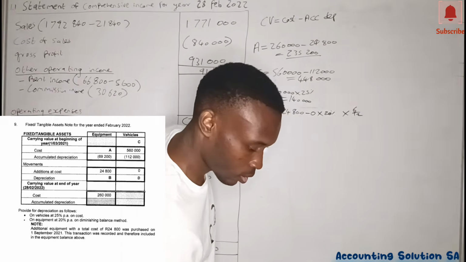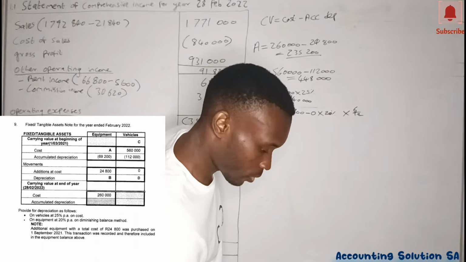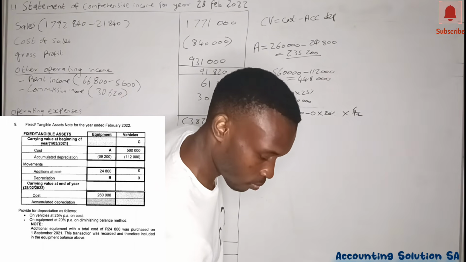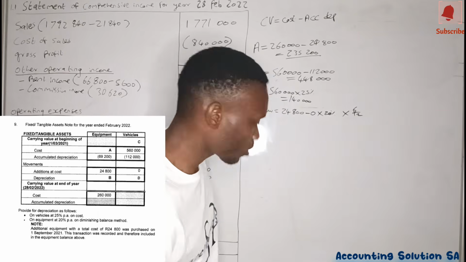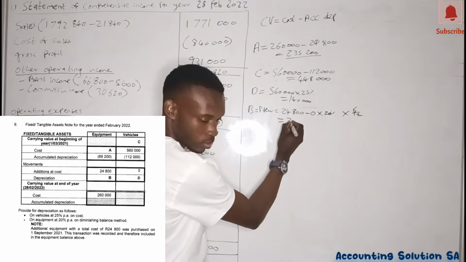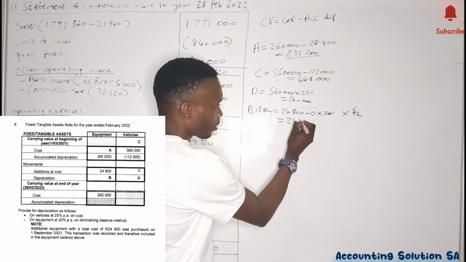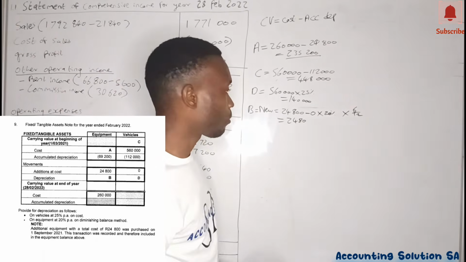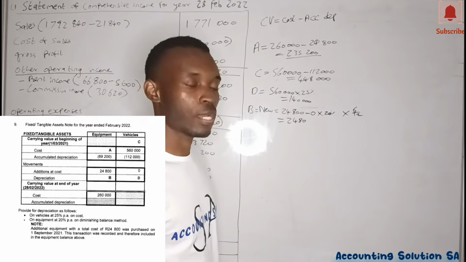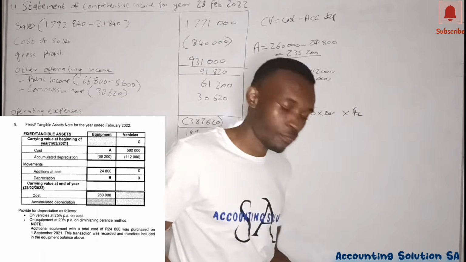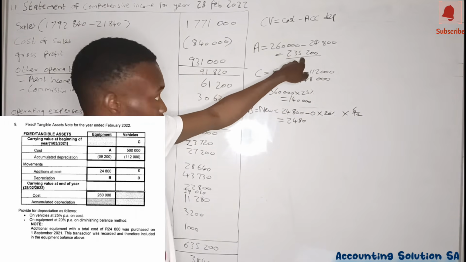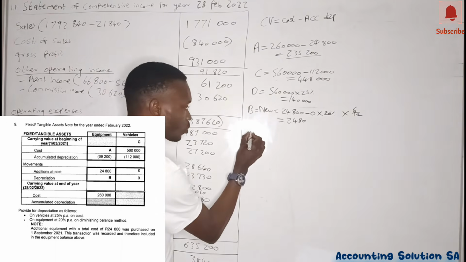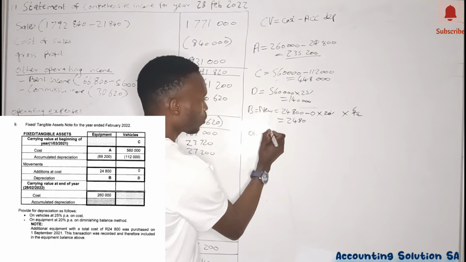Okay? Let's calculate 24,800, multiply by 20%, then multiply by 6 over 12. Then it's gonna give us 2,480. But we're not done. Remember, we have those balances at the beginning, which we already calculated. We call it the old one.